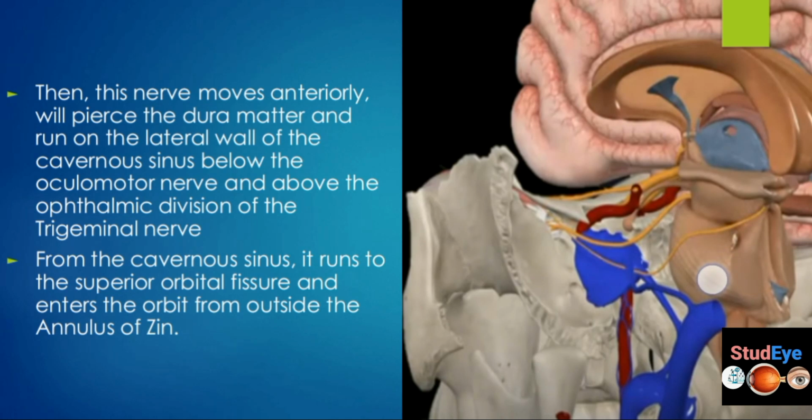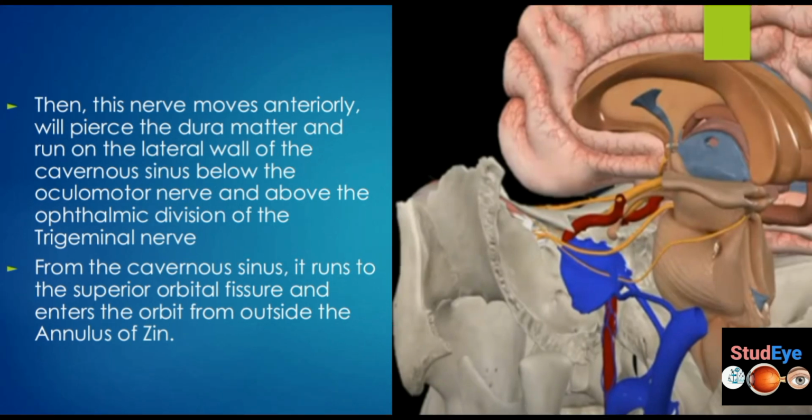So the cavernous sinus is the structure that starts from the temporal bone of the brain, and it continues till the superior orbital fissure. So this trochlear nerve pierces the dura mater, enters the cavernous sinus, and moves along the lateral wall of the cavernous sinus until it reaches the superior orbital fissure, right? The superior orbital fissure is the opening to the orbit, right, from which the nerves enter and innervate the muscles and different structures of the eye.